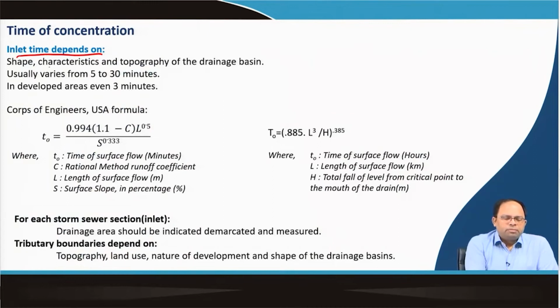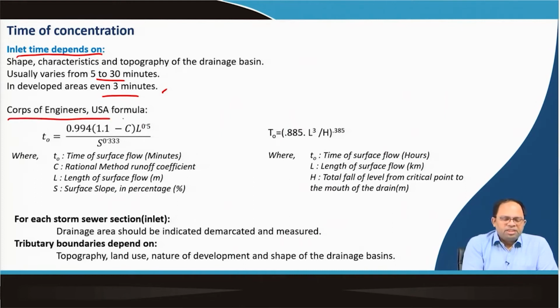So, the shape, characteristics and topography of the drainage basin influence the inlet time, which usually varies from 5 to 30 minutes. In developed and urban areas, it could even be something like just 3 minutes. So, this is the inlet time more or less that we actually see, and there are different empirical formulas that have been developed by different researchers.